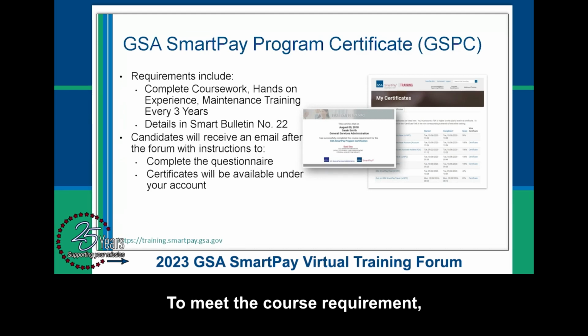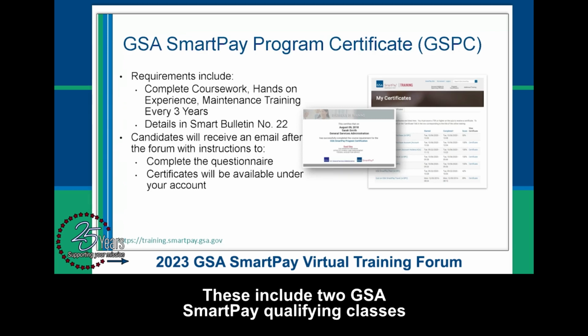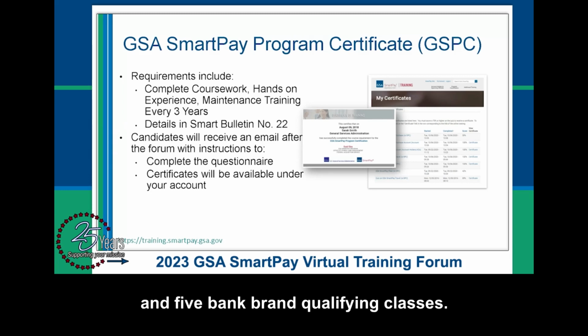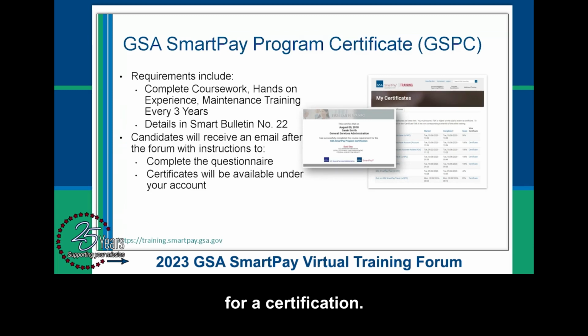To meet the course requirement, candidates must complete a total of 7 classes. These include 2 GSA SmartPay qualifying classes and 5 bank brand qualifying classes. An experienced candidate must have a minimum of 6 months of continuous hands-on experience working with the GSA SmartPay program prior to applying for the certification.